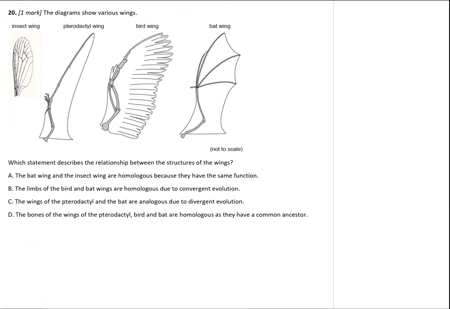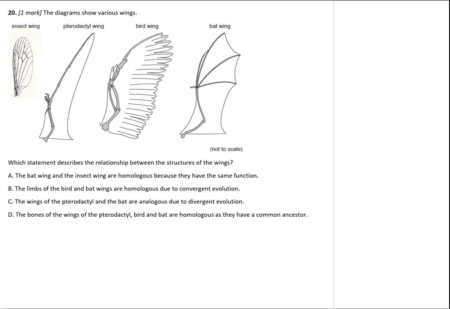All right, number 20. A bit of pentadactyl limbs and homology going on here. Which statement best describes the relationship between the structure of the wing? So the bat wing and the insect wing are homologous. That's correct. Because, no, that's actually not correct. They're not homologous. Sorry, ignore me. The bat wing and the insect wing are not homologous.